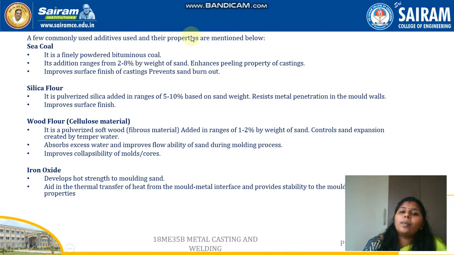A few commonly used additives are, first, sea coal. It is finely powdered bituminous coal. Its addition ranges about 2 to 8% by weight of sand and enhances the peeling property of castings. It improves the surface finish of castings and prevents burnout.